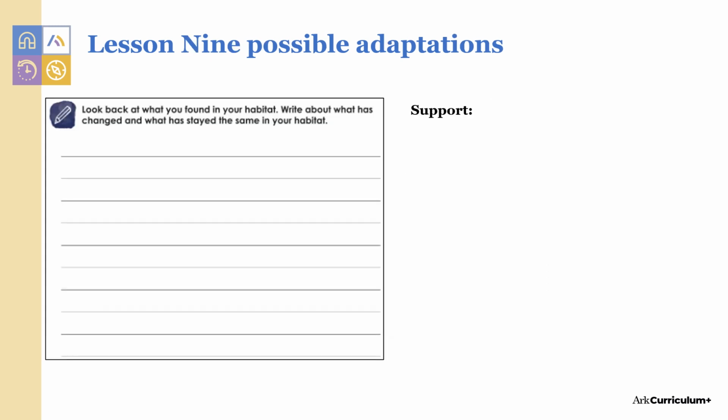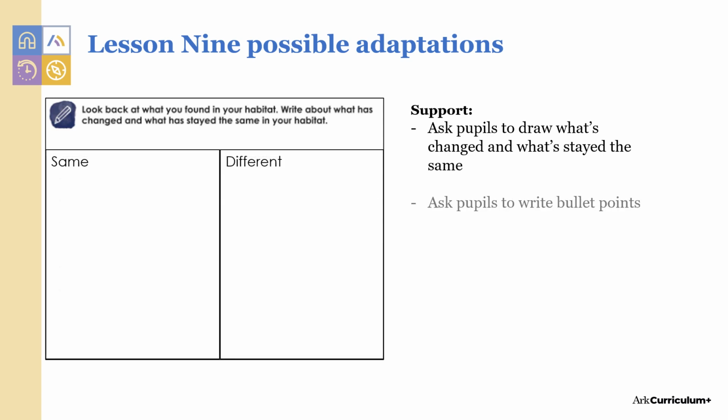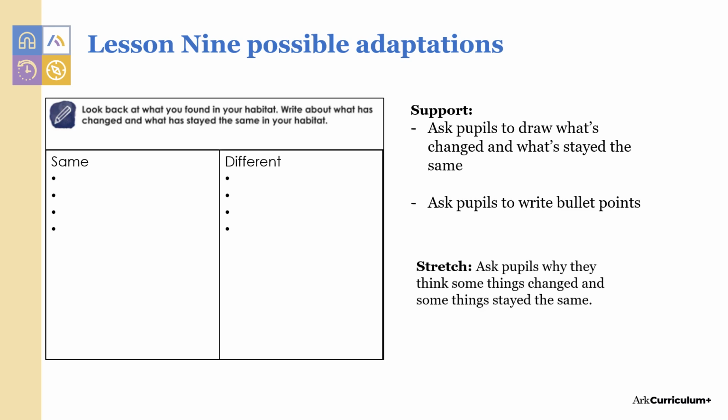In Lesson 9, pupils are asked to look back at what they found in their habitat and write about what has changed and what has stayed the same. Support pupils by asking them to draw what's changed and what stayed the same instead of write. Ask pupils to write bullet points instead of sentences. And stretch pupils by asking them why they think some things changed and why some things stayed the same.